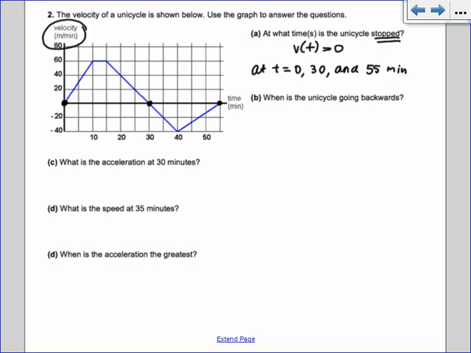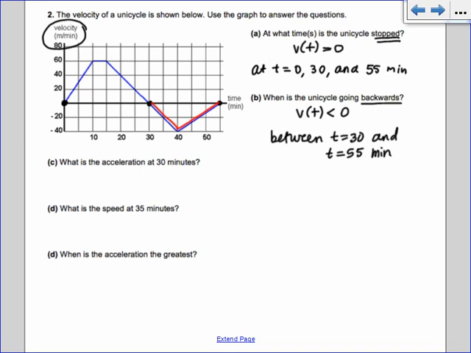When is the unicycle going backwards? So what are we trying to find now? v of t is negative, right? Less than 0, if we're going backwards. So when we're less than 0, it's going to be between here and here. So I'm going to say between t equals 30 and t equals 55 minutes, right? I almost messed it up. I did it earlier too.